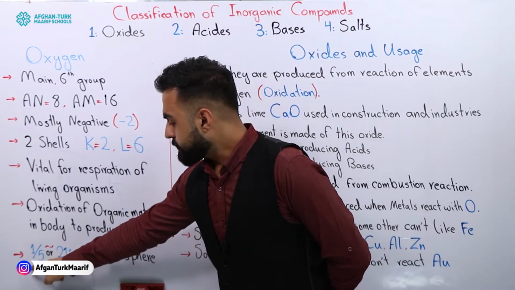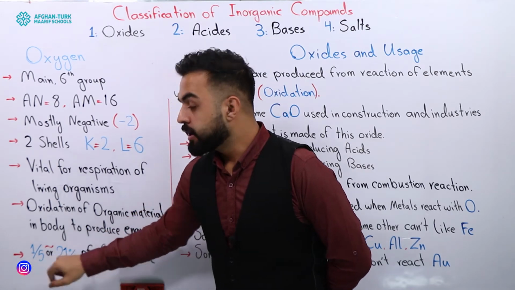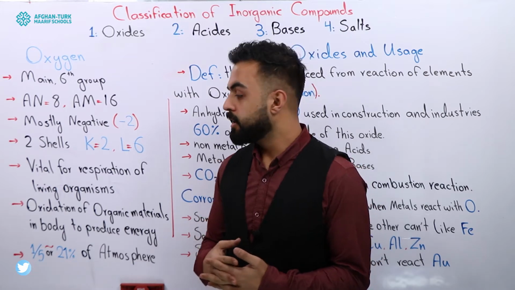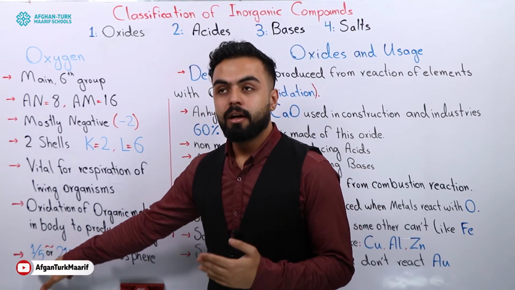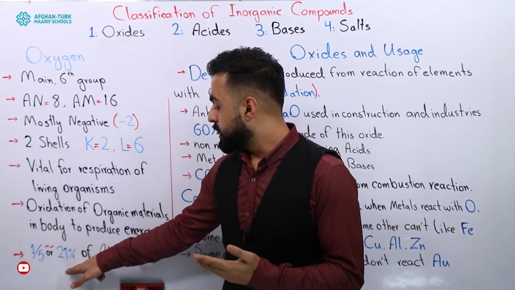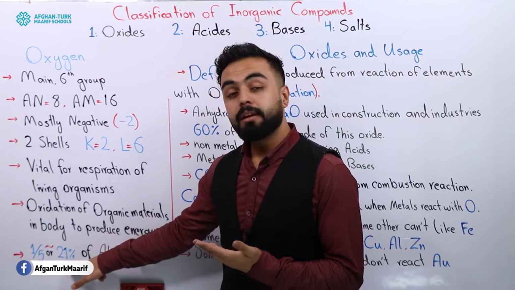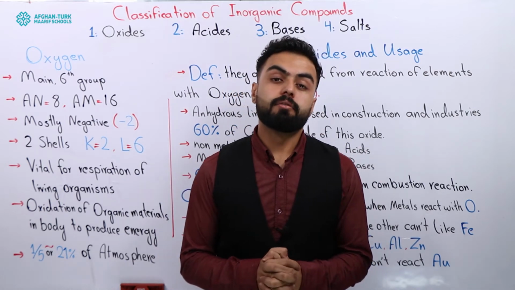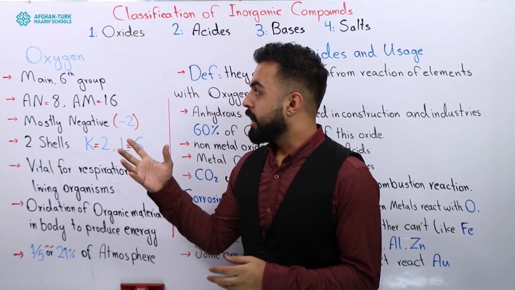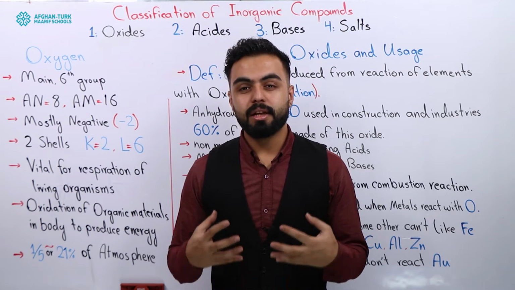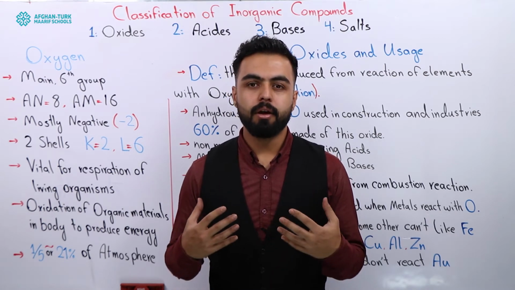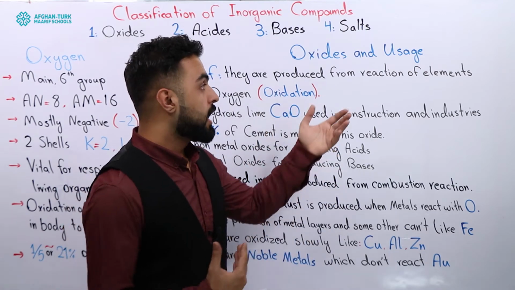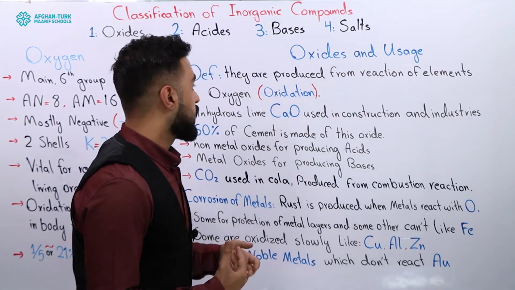And the last point, an important one: the atmosphere that we live in is about 1 out of 5, or 21%, oxygen. So oxygen is an important element for our life. Now let's start with the oxides and the usage of oxides.